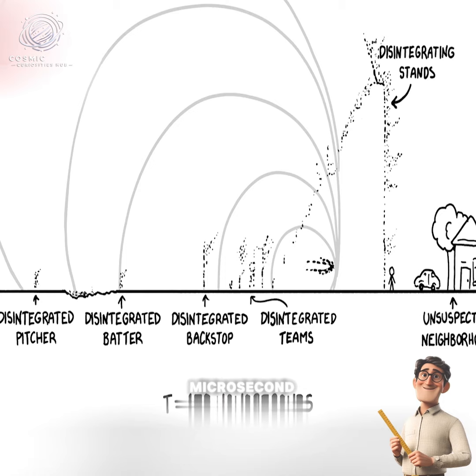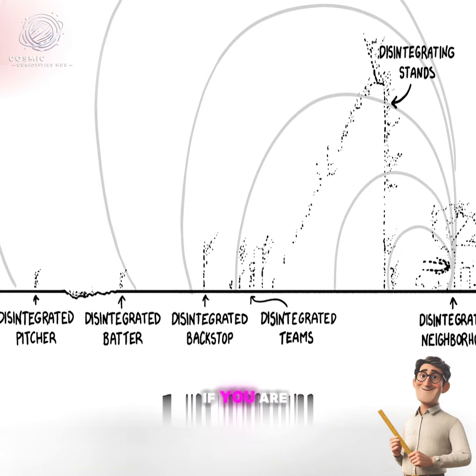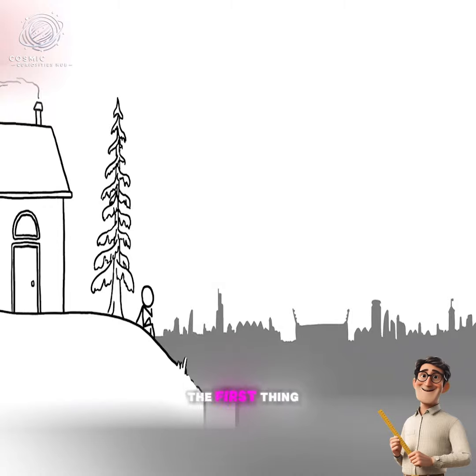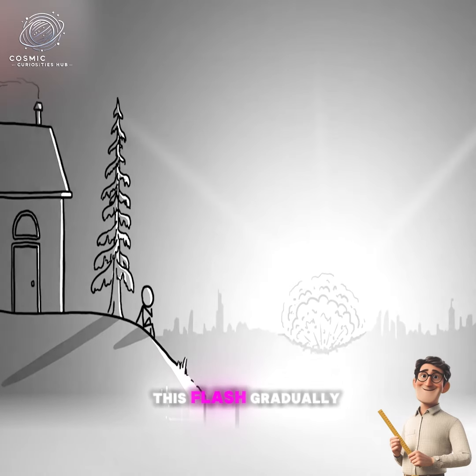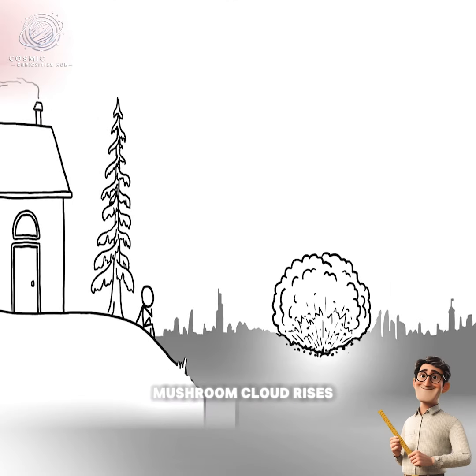Within about 1 microsecond, all players on the field, as well as the stands and surrounding blocks, will be engulfed. If you are on a mountaintop in the suburbs, the first thing you see is a blinding flash of light. Its brightness far exceeds that of the sun. In about a few seconds, this flash gradually fades, and a mushroom cloud rises.